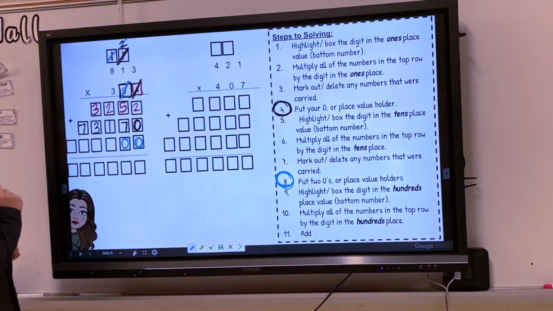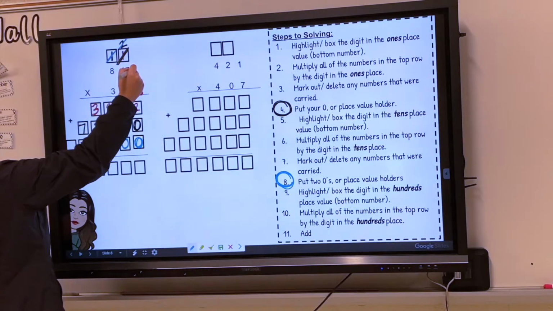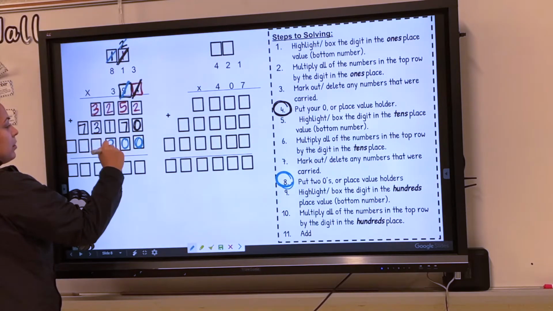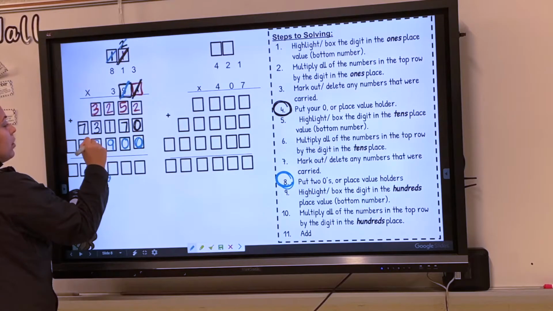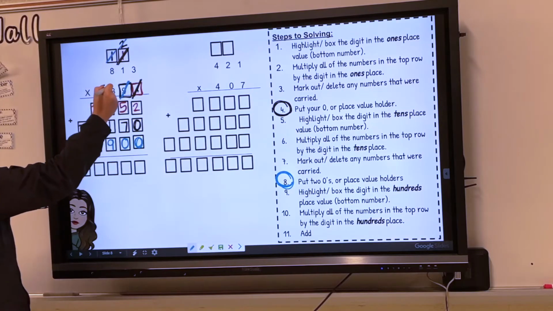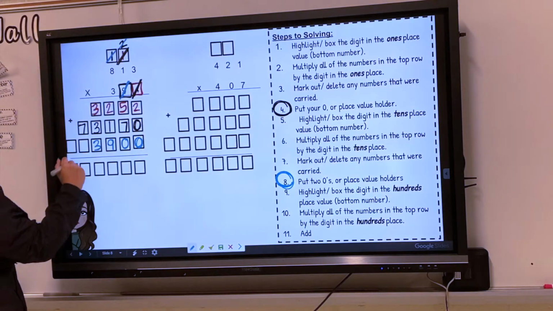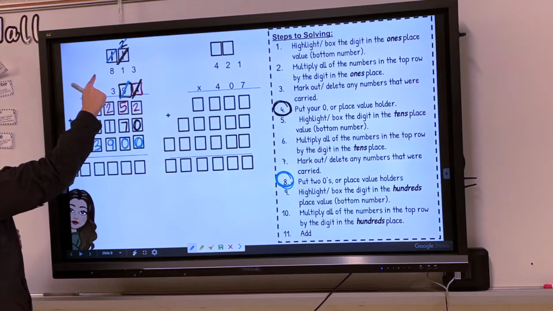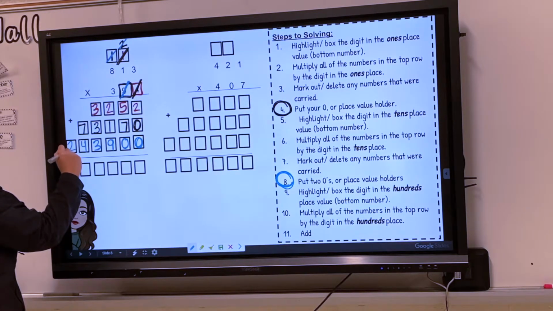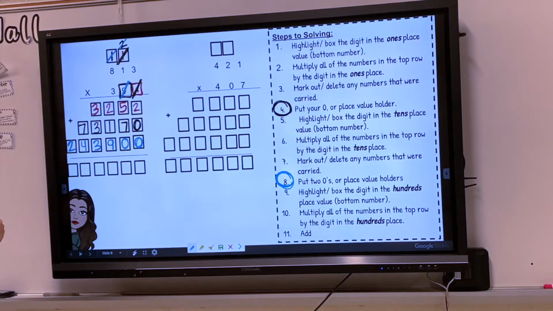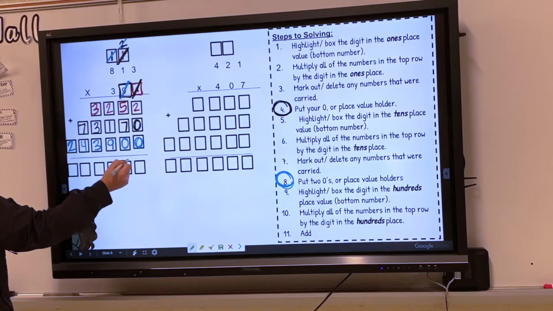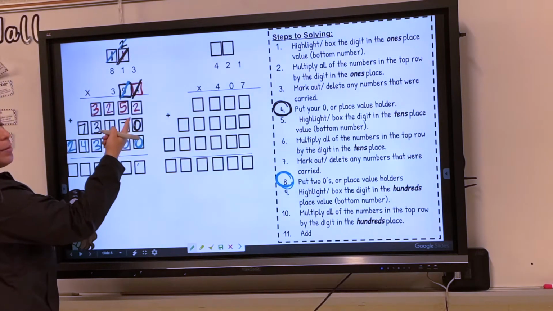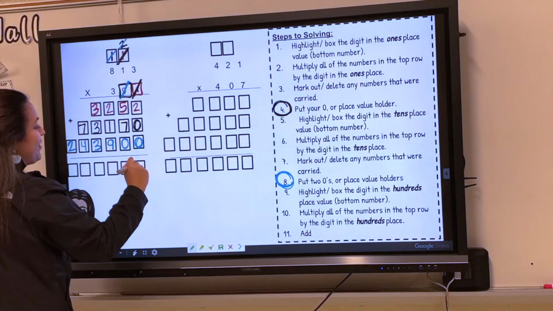Now I can multiply. 3 times 3 is 9. 3 times 1 is 3. And 3 times 8 is 24. I don't have another number up top, so the 2 does not have to be carried. Now I can add. 2 plus 0 is 2.